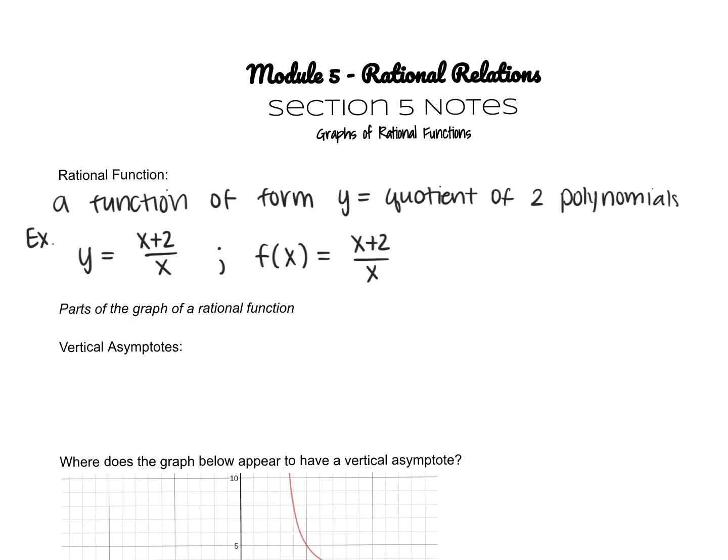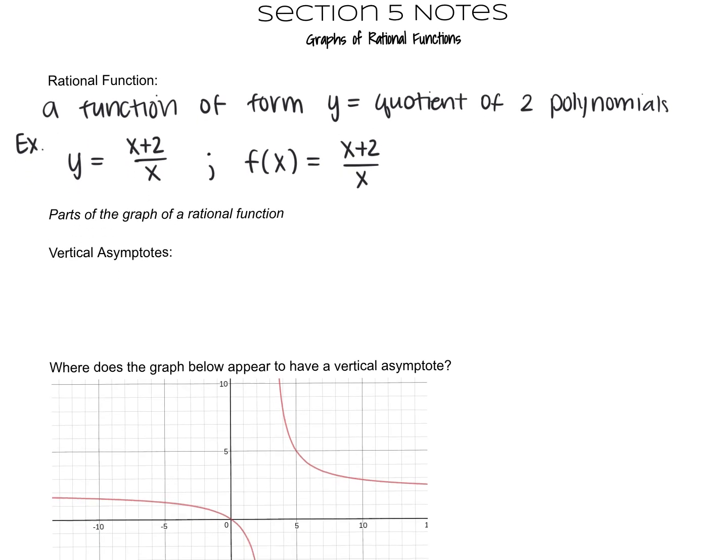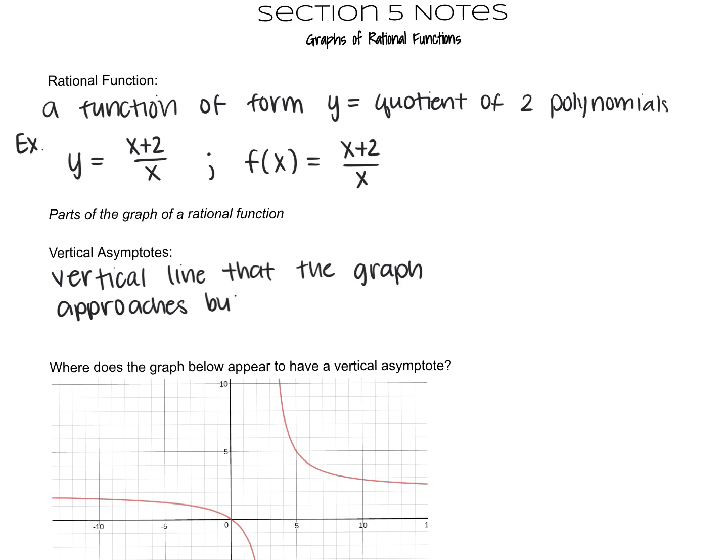So when it comes to graphing a rational function, there are certain parts that we have to identify before we can graph it. And one of those parts is a vertical asymptote. So a vertical asymptote is a vertical line that the graph approaches but does not touch.